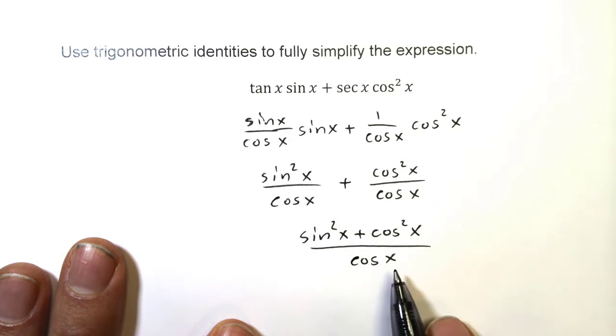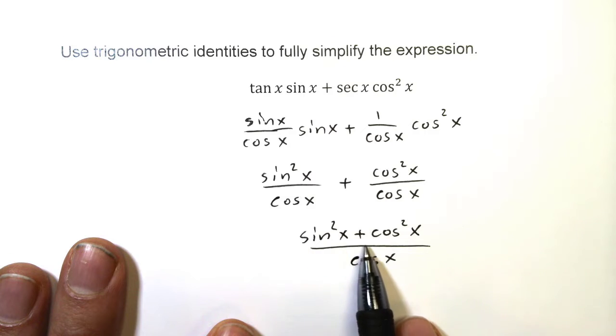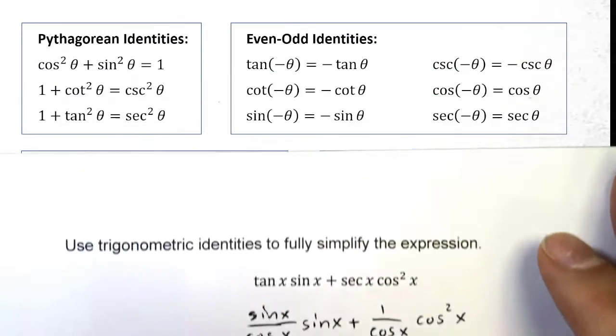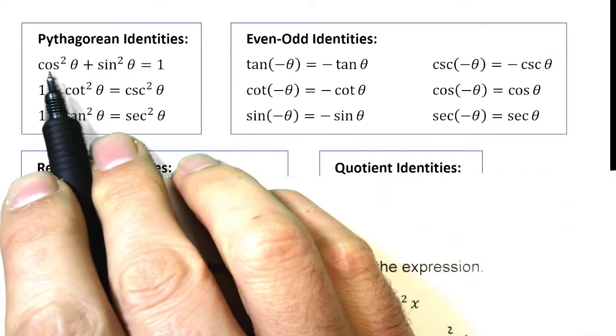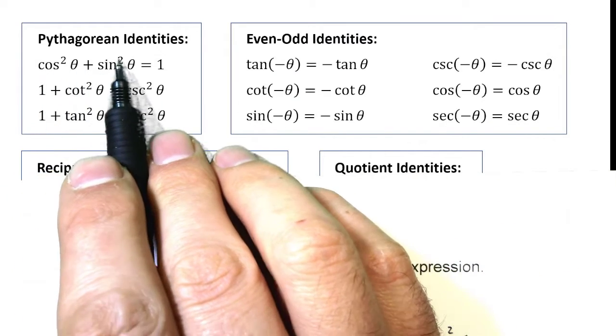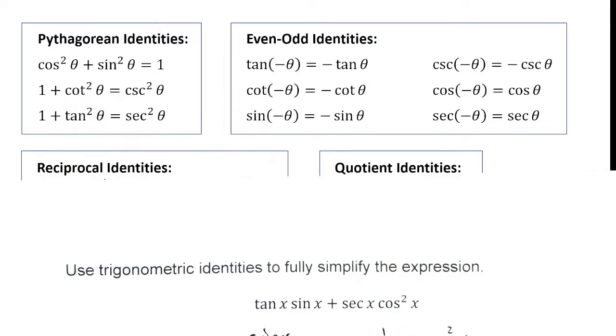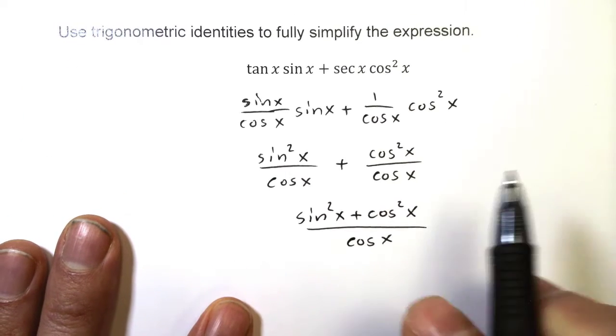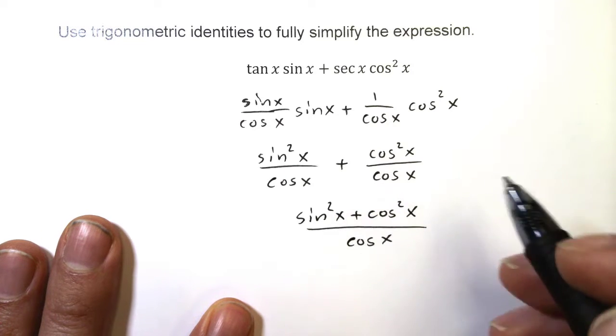All right, can I simplify this? Well, I think so, because I remember seeing sine squared and cosine squared in my list of identities. Let's go look. Oh, there it is. Cosine squared theta plus sine squared theta equals 1, the Pythagorean identity. And that's exactly what we have. So this whole thing in the numerator is equal to 1.